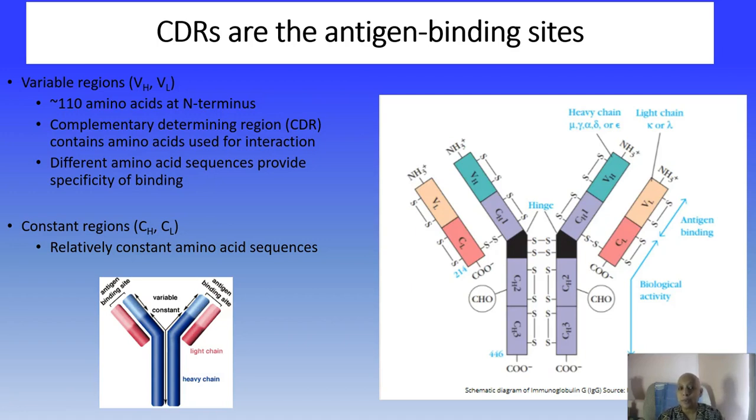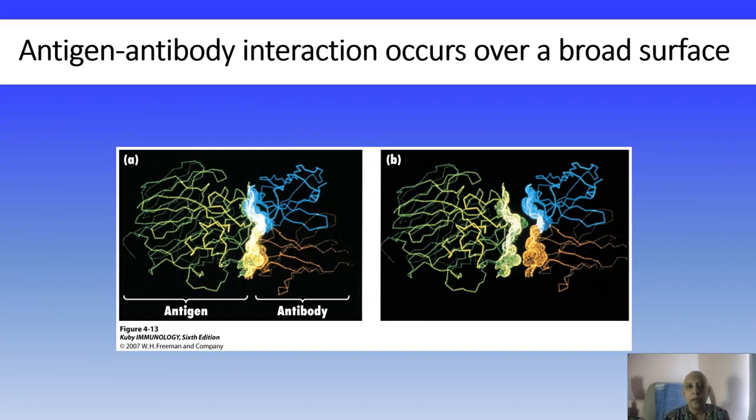Those amino acid sequences are going to provide the specificity on how strongly they will bind to a particular antigen. So these are what we call the antigen binding sites. And then the constant regions are going to be the same amino acids no matter what.